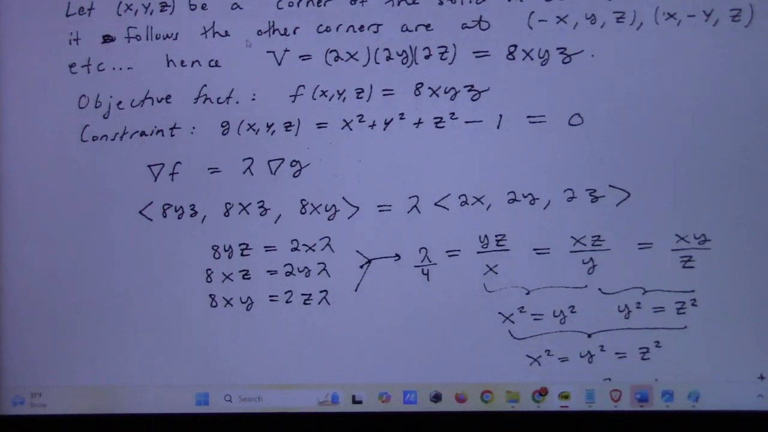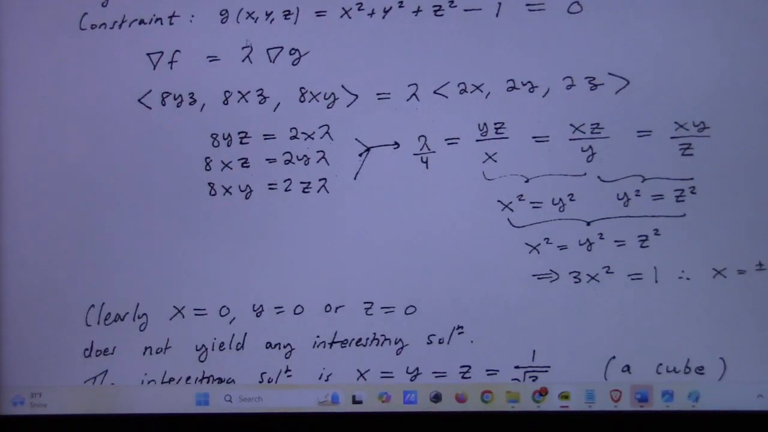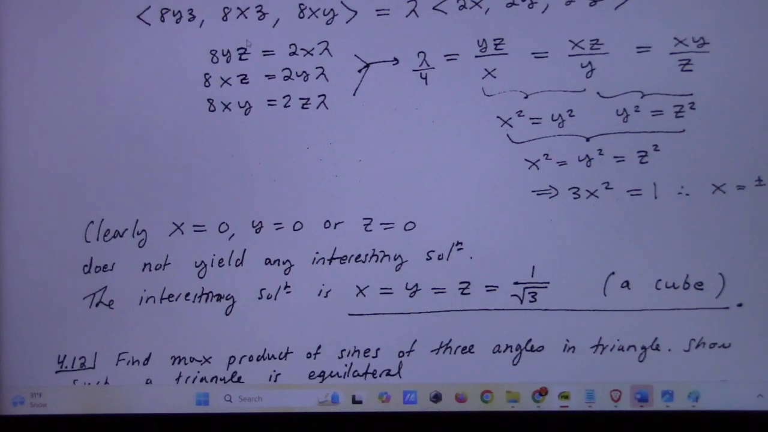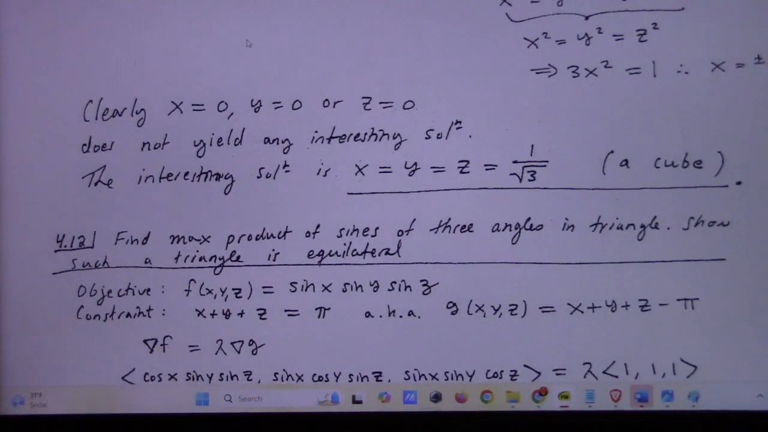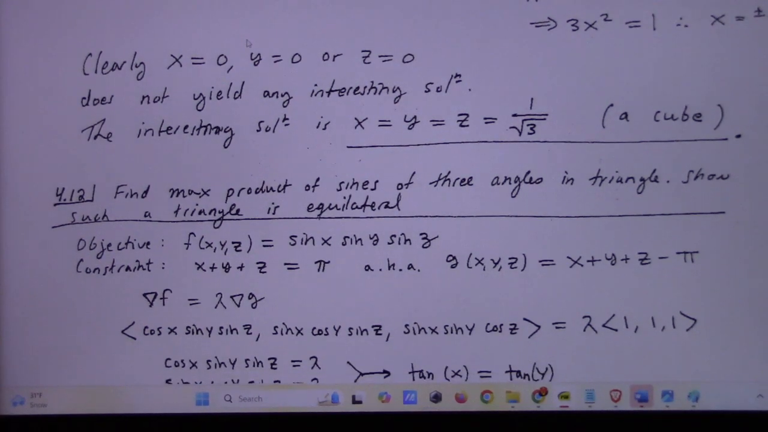So then you solve these equations, and out pops the interesting solution, which is that x, y, and z are all equal, which makes sense because the symmetry of the problem, the cube, forbids any distinction between x, y, and z. So you could have guessed the answer here anyway.